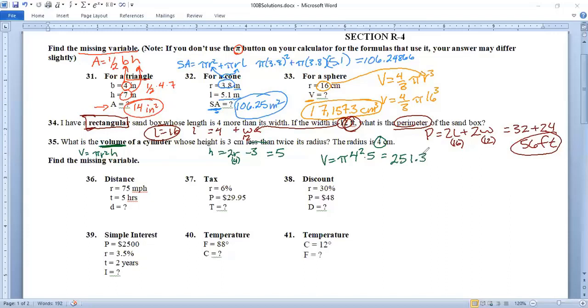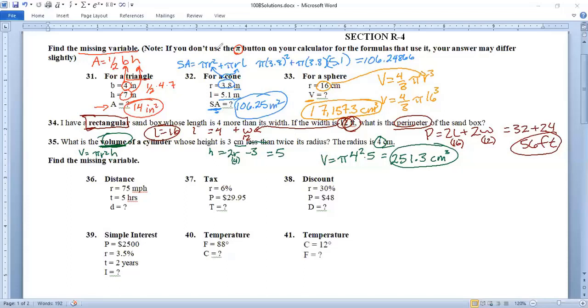And we end up with 251.327. So rounded to 1 decimal place, and that's fine. If you want to go 1 or 2, if it doesn't specify, that's fine. And we're at centimeters. This is a volume, so this is 3-dimensional. So it's got to be centimeters cubed as the right unit. Excellent.